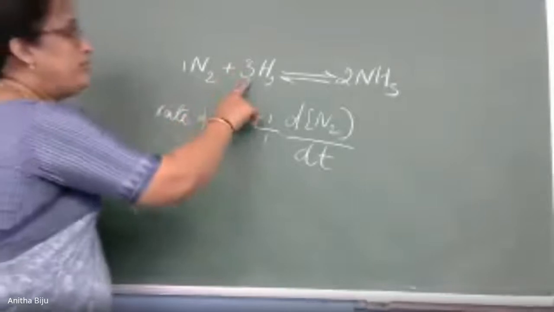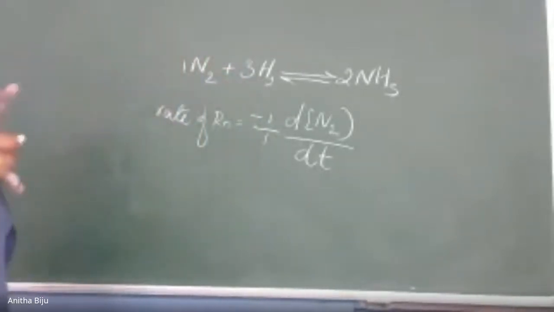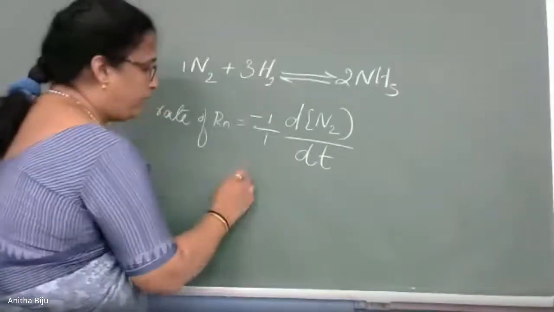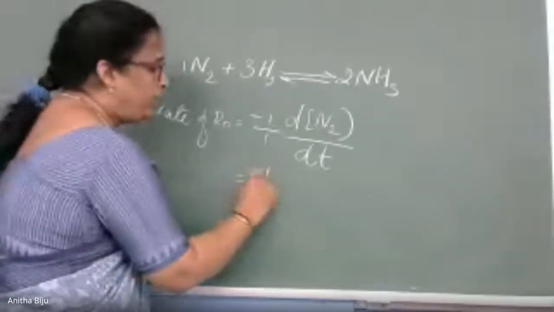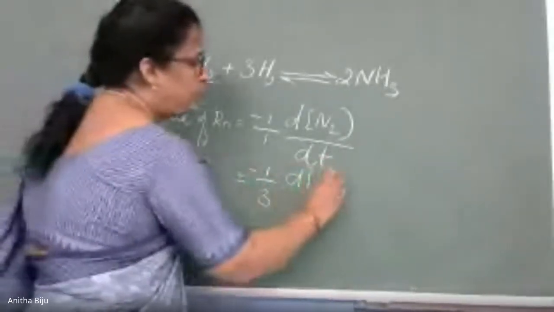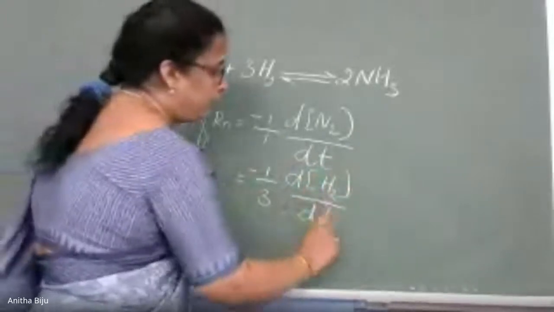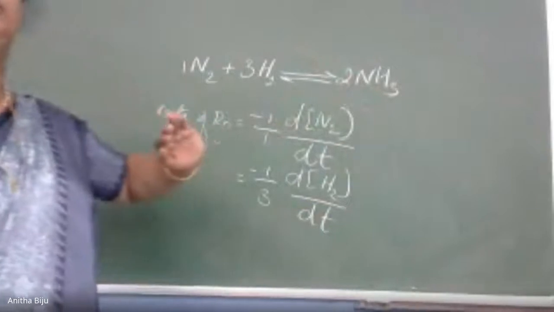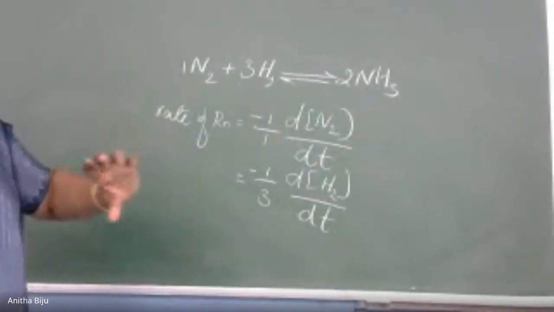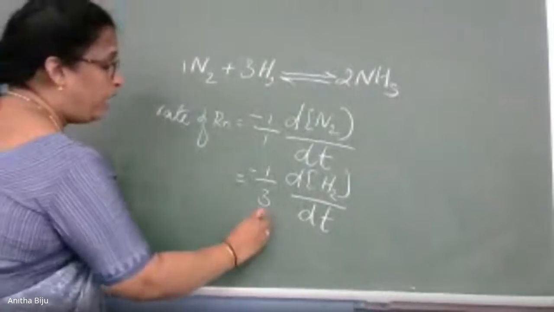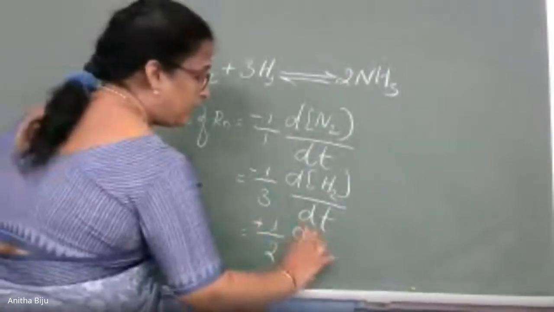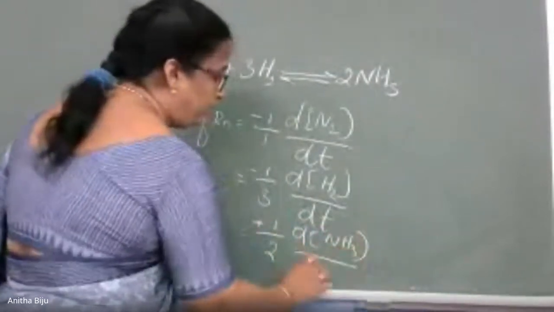Or in terms of hydrogen, 3 is the coefficient associated with hydrogen. So it is also equal to minus 1 upon 3, d[H2] divided by dt. These are the two expressions in terms of reactants. When we consider the product ammonia, what is the coefficient? The number is 2. So in terms of ammonia, you can show it as 1 upon 2, plus d[NH3] divided by dt.